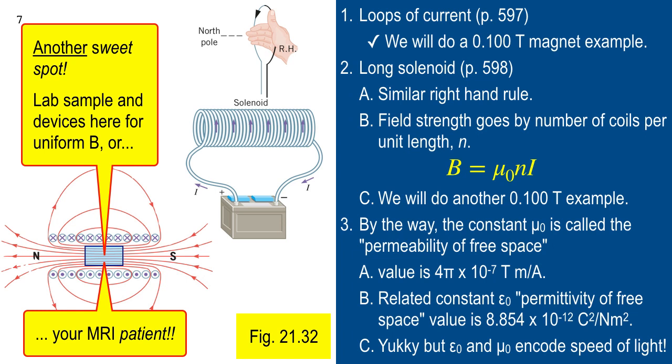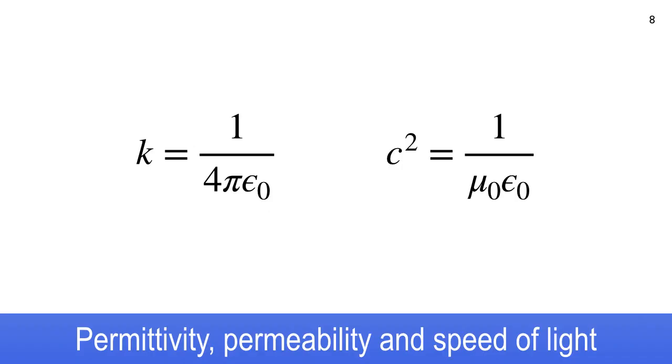Anyway, it's worth knowing epsilon naught and mu naught, even if it's only for true false or something like that. The reason is that they encode the speed of light. Here's how it works. Here's our Coulomb constant, K, and that's 1 over 4 pi times epsilon naught. Now the square of the speed of light, c squared, as in E equals mc squared, is actually just the reciprocal of the product of mu naught and epsilon naught.